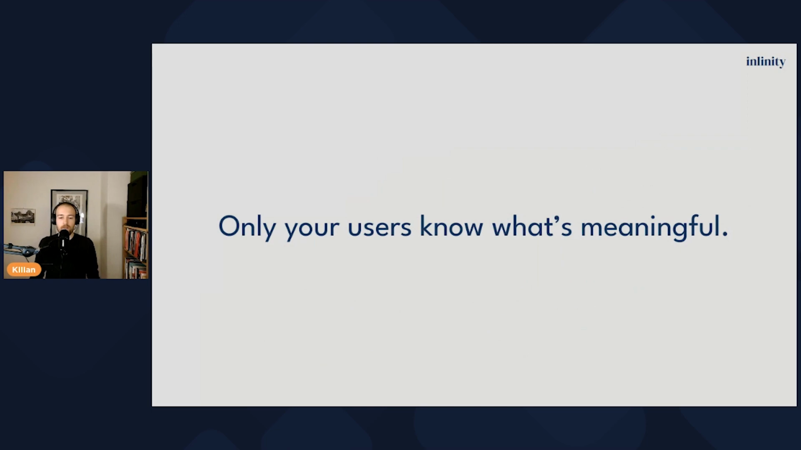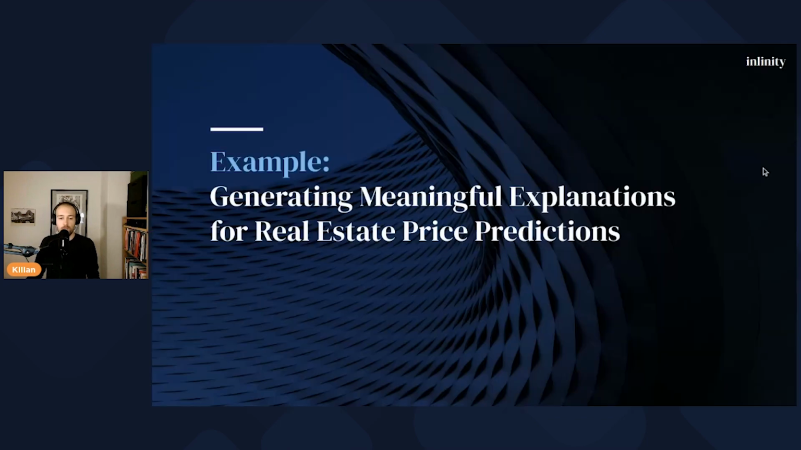Finally, and I think that kind of follows from that, is that only your users know what's meaningful. And the emphasis should be on the only. There's no way to have a shortcut here. There's no way to engineer your way around this. There's no way to guess what your users will think is meaningful. But the only way to figure this out is to ask them. You can do this directly, or you can do this indirectly by observing their behavior. But if you don't do this, there's no way of knowing this.